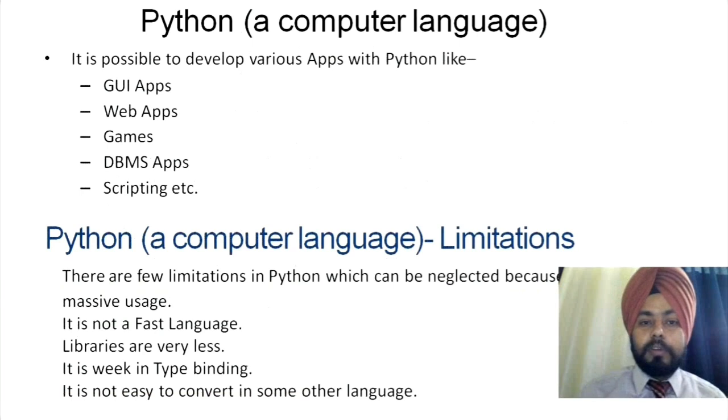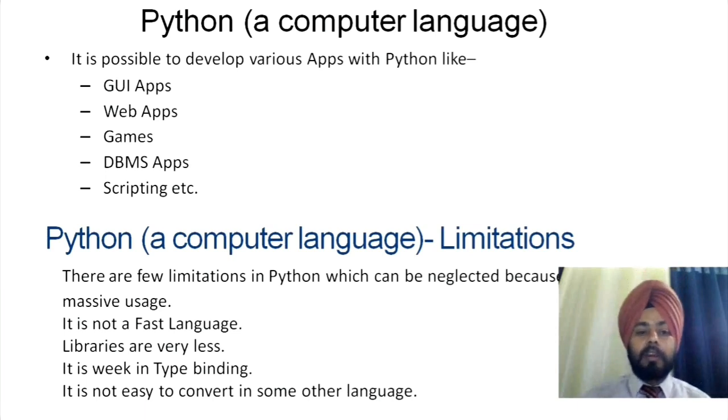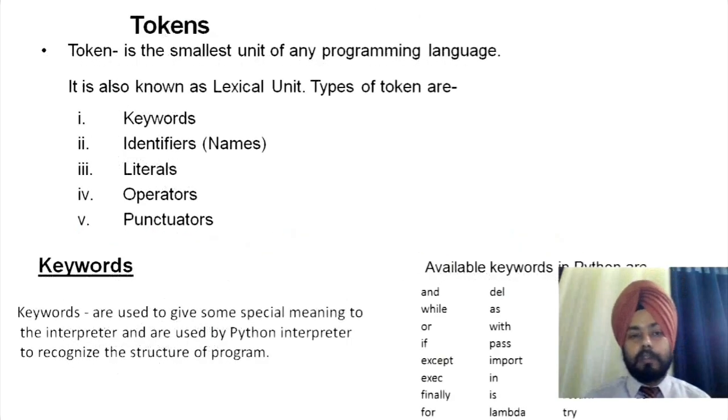It is possible to develop various apps in Python like GUI apps, graphical user interface apps, web apps, games, DBMS, database management system, scripting. There are a few limitations in Python which can be neglected because of its massive use. It is not a fast language, libraries are very few in Python, it is weak in type binding, and it is not easy to convert to some other languages.